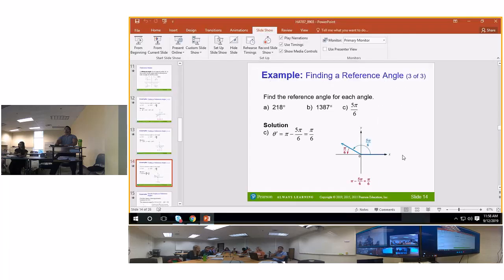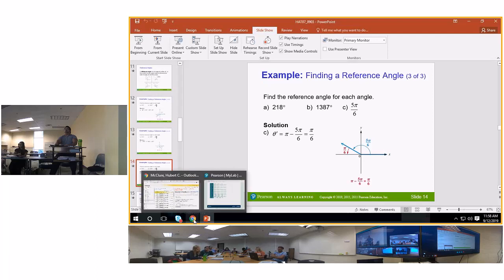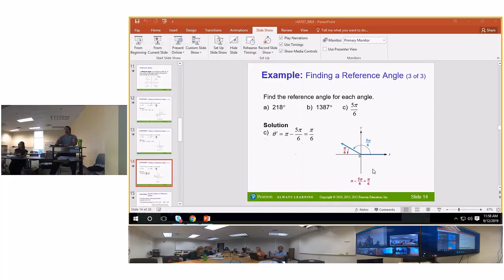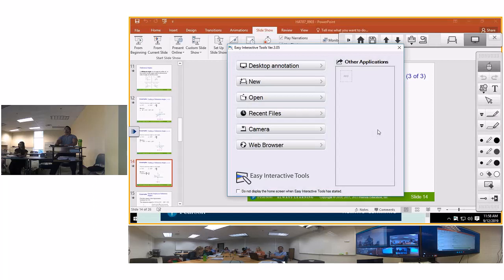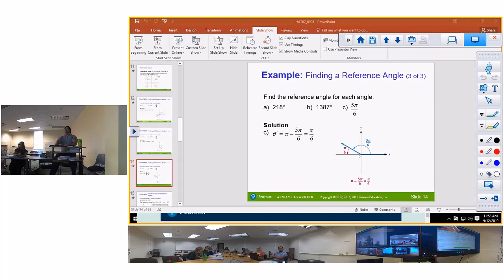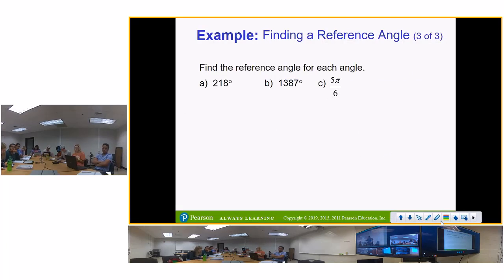Hold on a second. Where did my whiteboard go? Damn Russians. Hold on a second. I'll get it straightened out in a second. There we go.